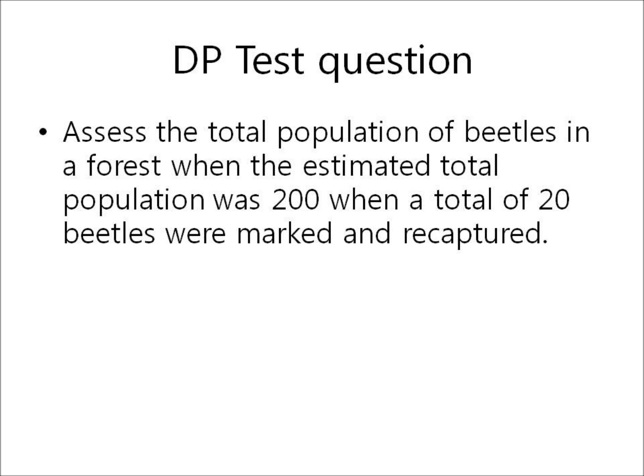Lastly, I'm going to present a DP test question that I came up with. This is not perfect, I'll be honest, and it's a relatively easy question, but I did my best. So, the question is, assess the total population of beetles in a forest when the estimated total population was 200, where a total of 20 beetles were marked and recaptured.